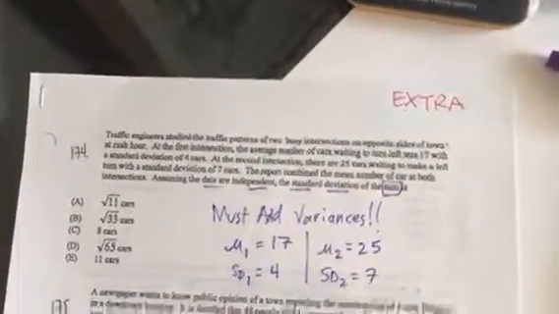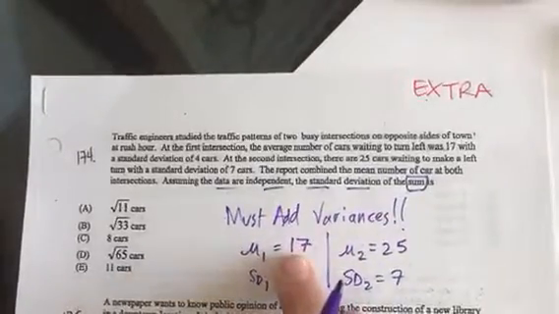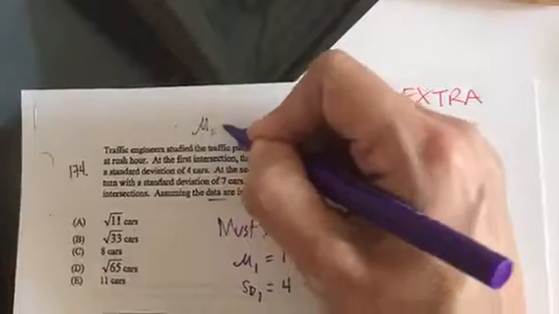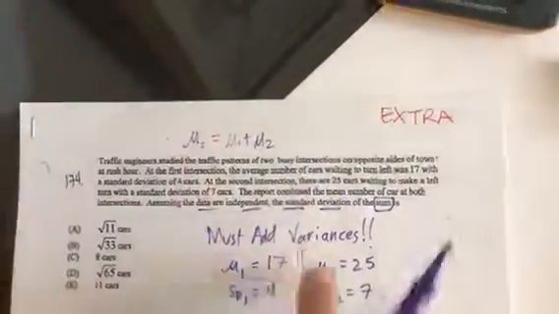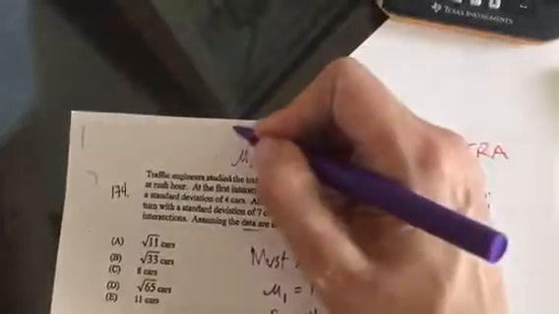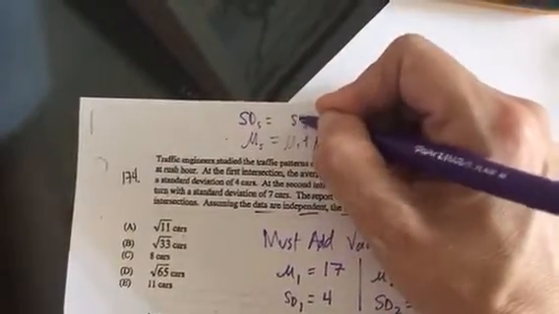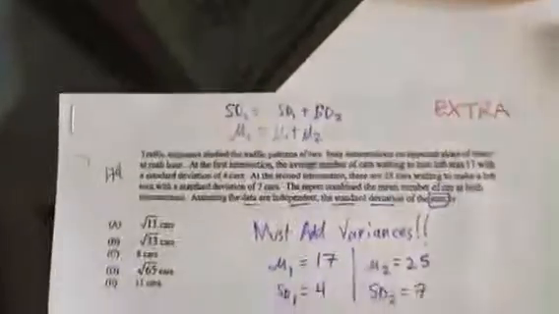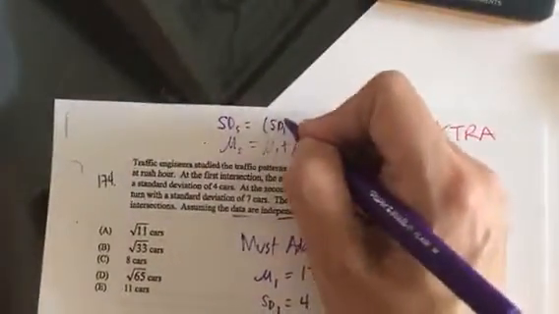Interesting. So if they asked you to add the means together, the mu sum or the mu total would be mu1 plus mu2, but they didn't ask you for that. And we want to just add standard deviations, but we cannot. We must add variances. So the standard deviation of the sum, or the total, would be the standard deviation of one plus the standard deviation of the other, but you cannot add standard deviations. You must add variances.